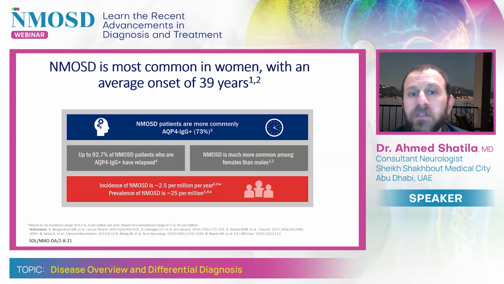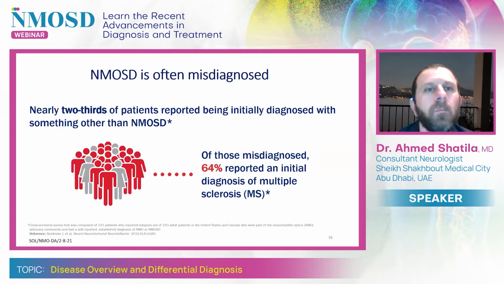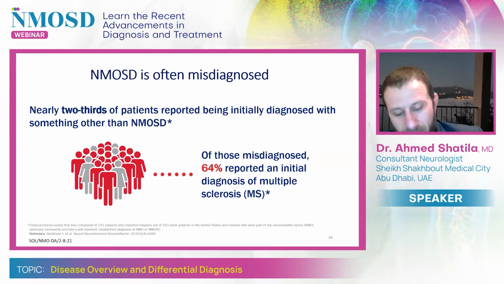Incidence of NMO is 2.5 per million per year, and the global prevalence is around 25 per million. It's often misdiagnosed, as I told you. Nearly 2/3 of patients reported having NMO are initially diagnosed as something else. Most commonly, it's MS. Again, of those misdiagnosed, as I told you, 64% are told that they have MS.